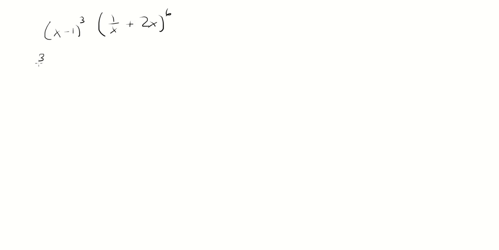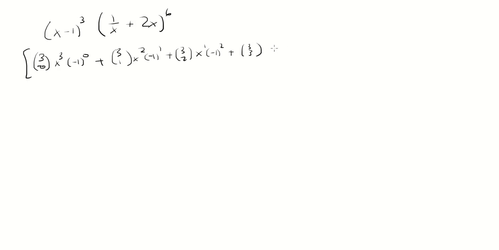So we're going to have 3 choose 0 x cubed negative 1 to the 0, plus 3 choose 1 x squared negative 1 to the first, plus 3 choose 2 x to the first times negative 1 squared, plus 3 choose 3 x to the 0 negative 1 cubed.